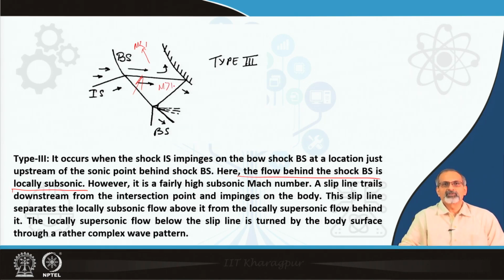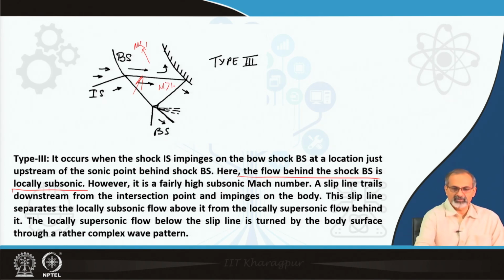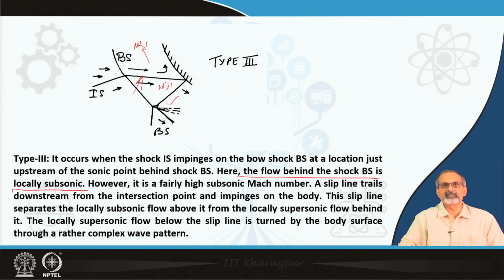The locally supersonic flow below the slip line is turned by the body surface through a rather complex wave pattern. So, without bothering too much about the complexities of the wave pattern, we just try to get a bigger picture of how the interaction has happened in this region and how different it was from type 1 and type 2 in terms of the mixed Mach number ranges and the flow features broadly.